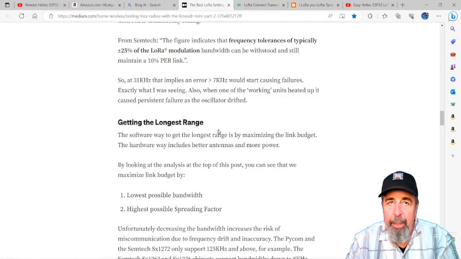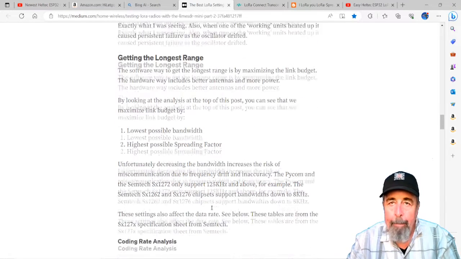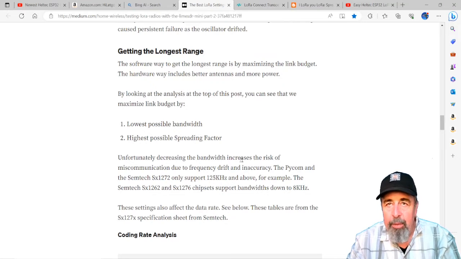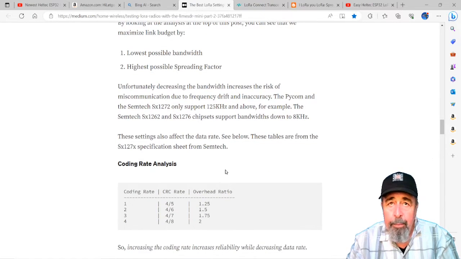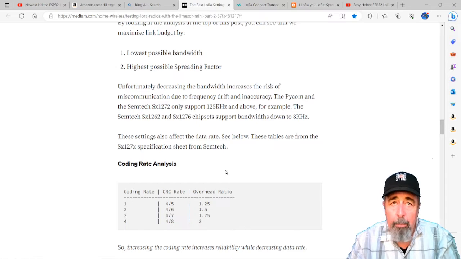Getting the longest range. The software way to get the longest range is by maximizing the link budget. And you do that by using the lowest possible bandwidth and the highest possible spreading factor. Decreasing bandwidth increases the risk of miscommunication due to frequency drift and inaccuracy. Okay, and of course, like we said, these settings also affect the data rate.